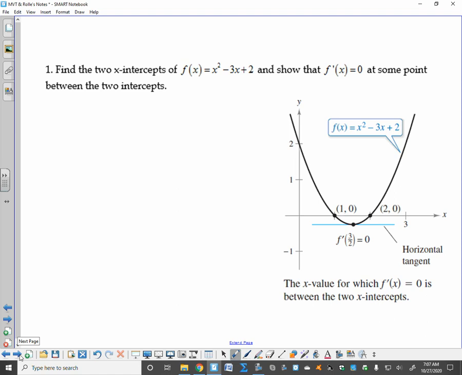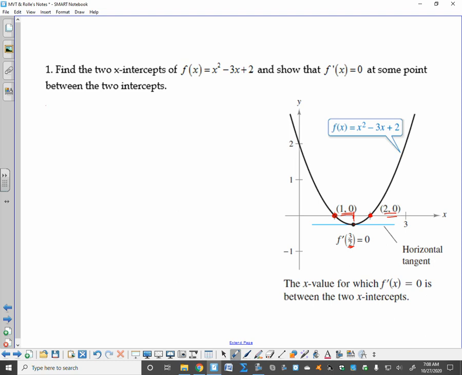Find the two x-intercepts of that quadratic and show that f prime equals 0 at some point between the two x-intercepts. Here's our graph. These are the two x-intercepts. They've already found them for us. So I'm looking for this x value, this 3 over 2. That's the goal of what we're trying to find. So let's go find it without the aid of the graph.